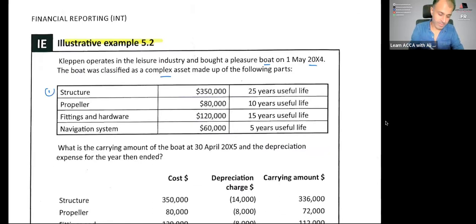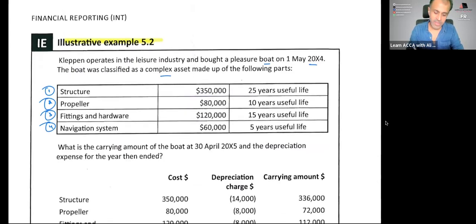Why? Because of these reasons. The boat has 4 parts attached to it: structure, propeller, fittings, and navigation system. Noticeably, each part has its own useful life. So we're not talking about 4 assets. We're talking about one boat with 4 parts, and each part has its own life: structure, propeller, fittings, and the navigation system. And how are they depreciating?